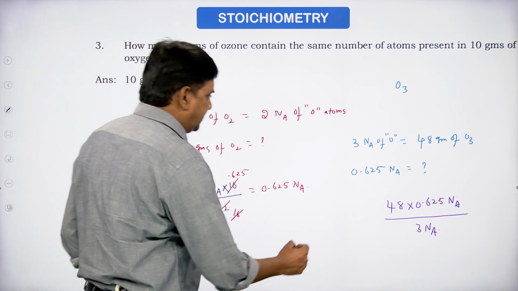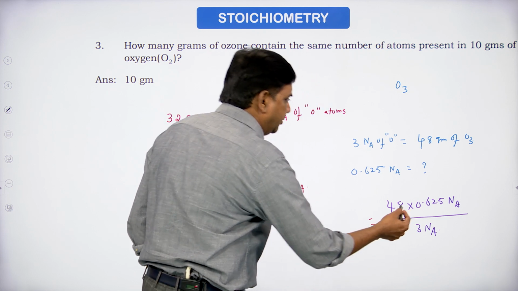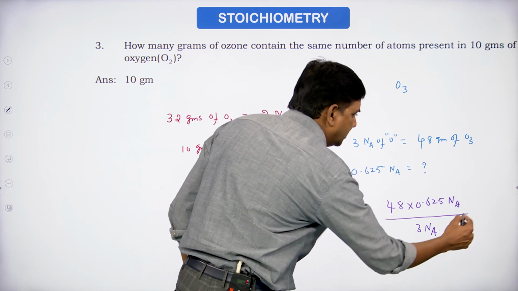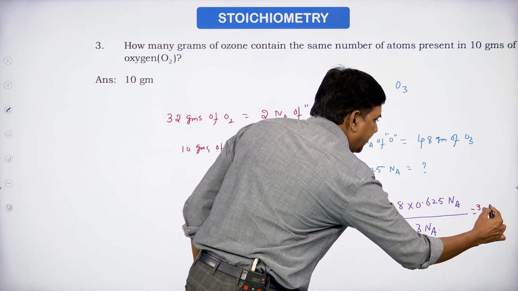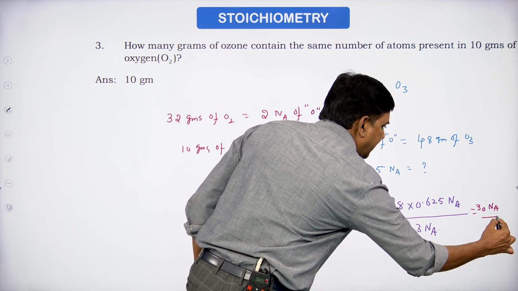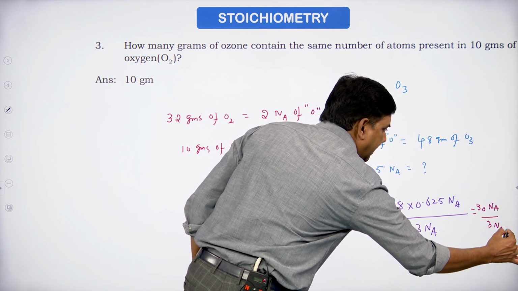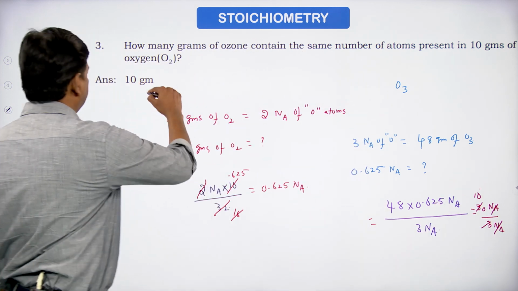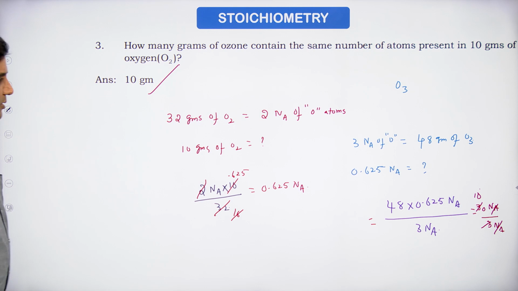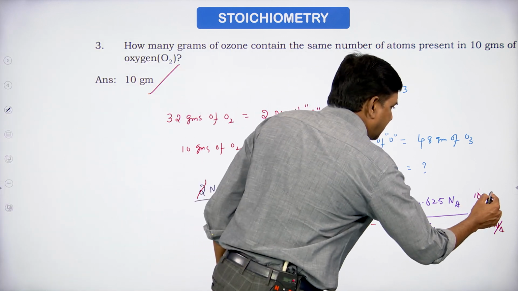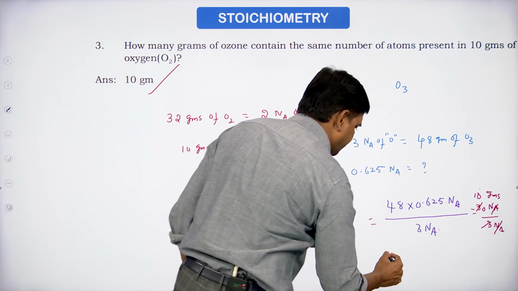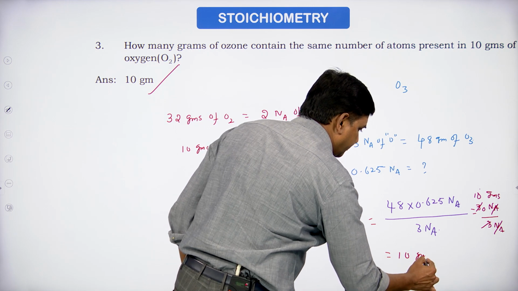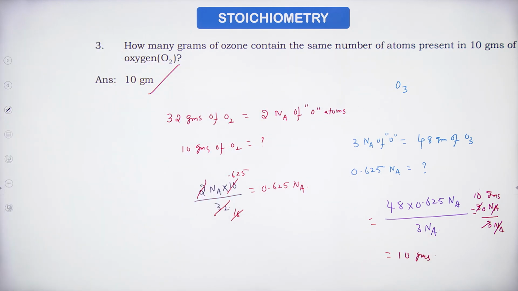How much you get, students? 48 into 0.625 will be equal to 30 by 3. The 3s cancel, this is 10 times. The answer would be 10 grams. So the mass is 10 grams. Right, this is how this problem is done.